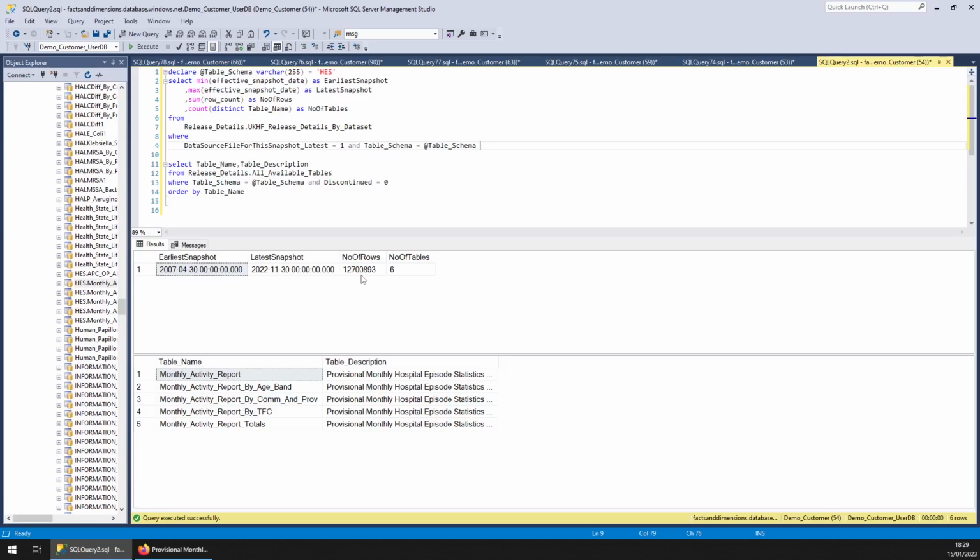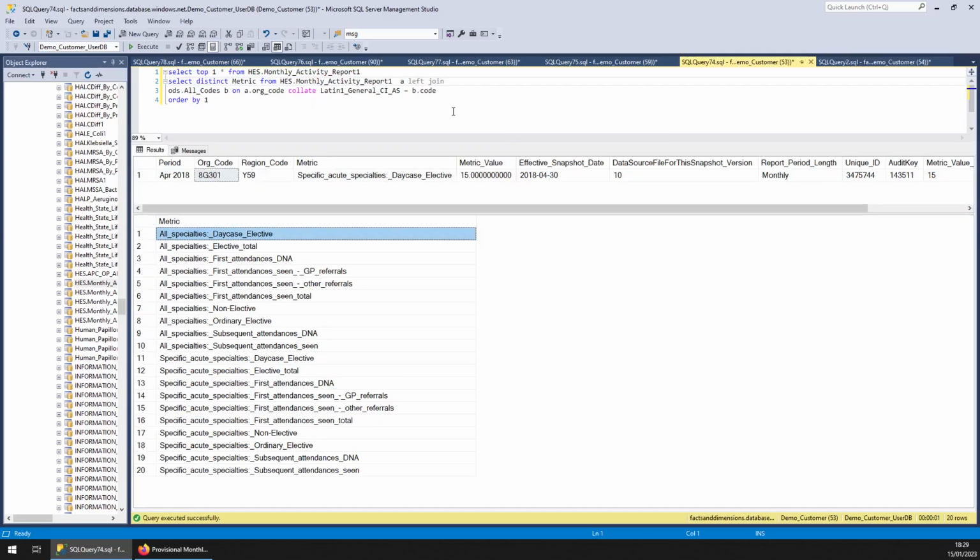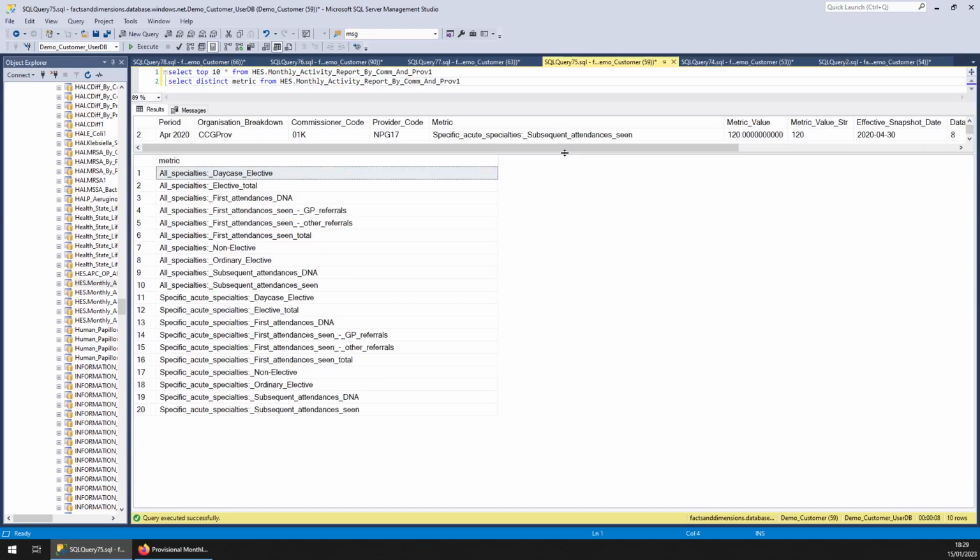Given that this is aggregates, so totals by month, that gives you an idea of the detail and the numbers of different types of metrics and the different ways they've spun the data to give us all sorts of detail. In this table, monthly activity report, you've got these metrics that you can see here, and they're by each organisation, whether they're a commissioner or a provider. It's just the totals, right? This table, much better. This is the totals by commissioner and provider.